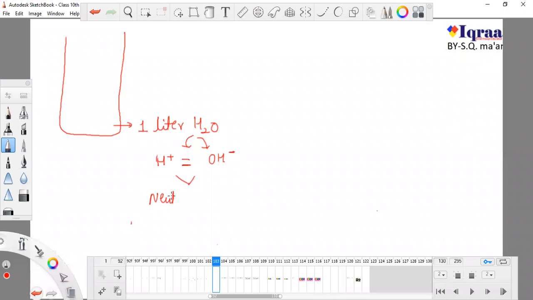Neither one is acidic, and water is neutral, because neither is going outstanding here; both of them are equal. So water is neutral. Now, in this 1 liter of water, if I count 1, 2, 3, 4, 5, the number of H plus ions is equal to 10 to the power minus 7 mole.